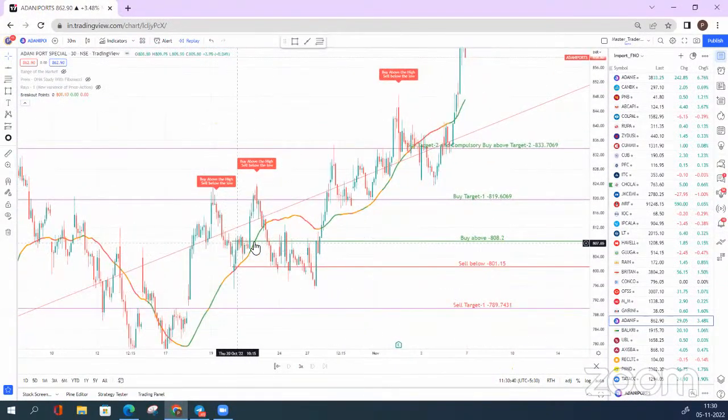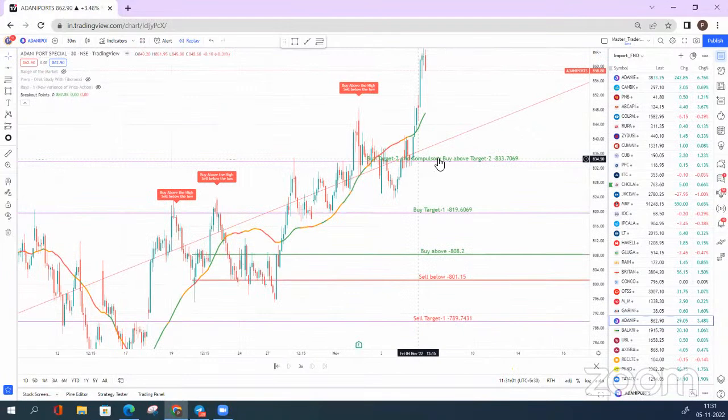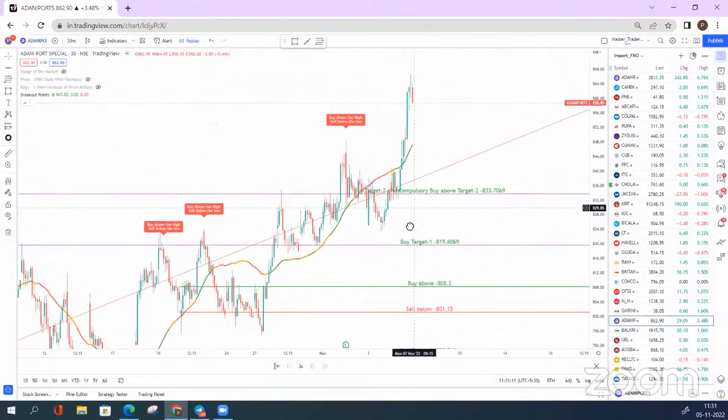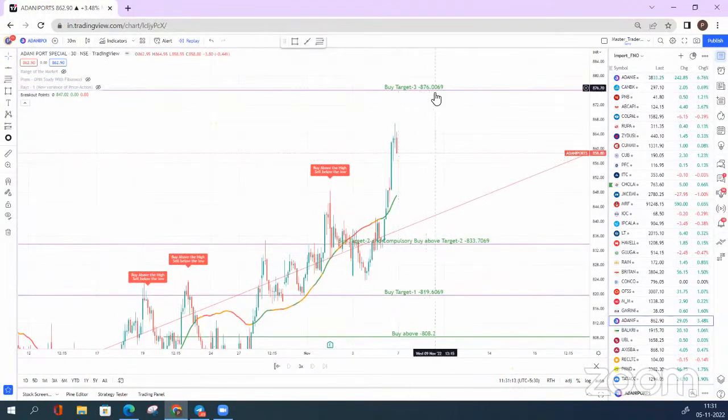It already told you it's a buy above 808. It's a buy level. You need to buy. When it gave me a buy on 19th of October at 808, we had our first target of 809, 819, and the second target is 833. And there is a compulsory buy above the 833 target. When it crosses above this level, we can see a target of 876.